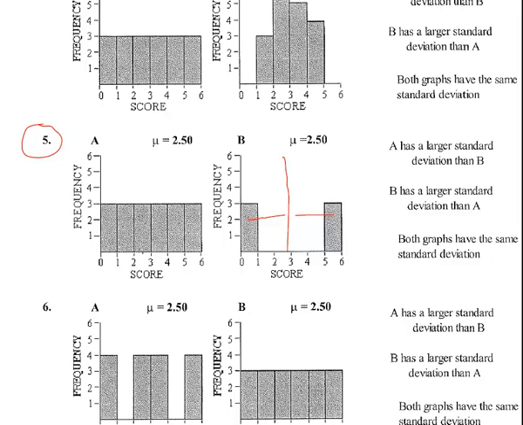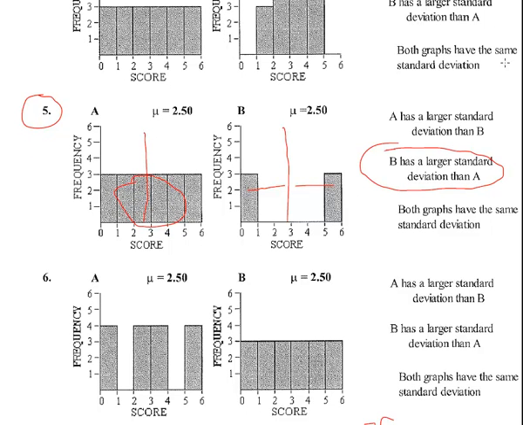For histogram A, here's the mean, and you have some observations that are far away, but you also have some observations that are pretty close to the mean. Okay, so for number 5, it's going to be the same answer. B is going to have the larger standard deviation. All right, so that's how you would determine which one has the largest standard deviation. So you should go ahead and finish up the activity on your own, and you can check your answers on the very last page of that.